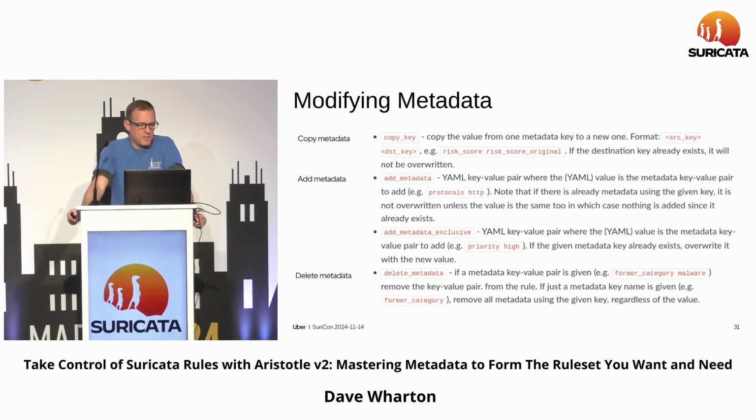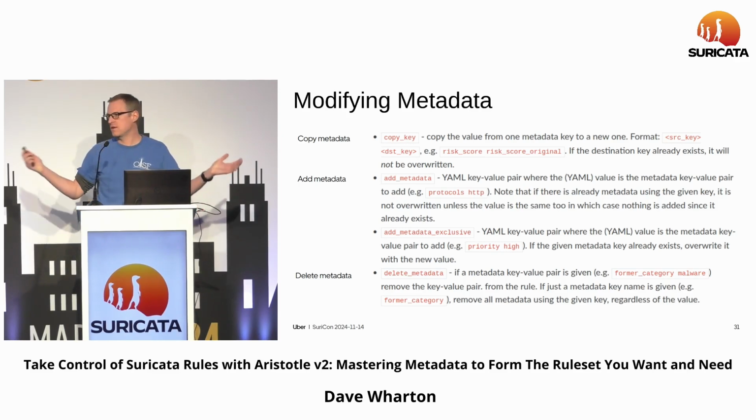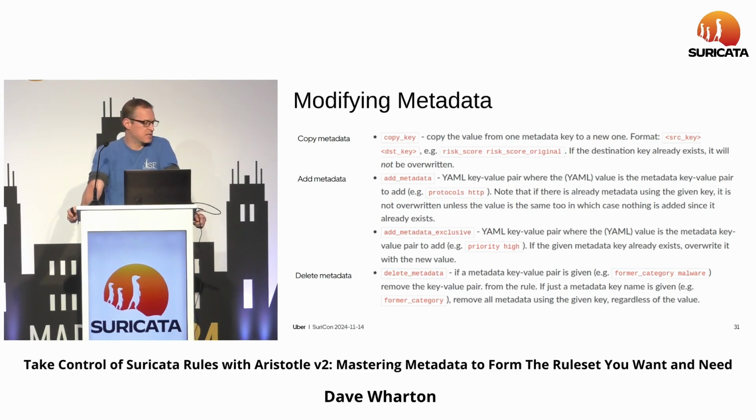You can also modify metadata. You can copy metadata if you want to copy the value from one metadata key to a new key. You can do that. You can add metadata. Remember, metadata is whatever you want. Really, you can put whatever you want in there, whatever makes sense for you in your environment. So you can add metadata. You can add metadata exclusive, which means replace this metadata key, all instances of this key, with this key value pair that I'm providing. And you can delete metadata based on a specific key value pair, or you can delete metadata based on a key alone, where it'll delete all instances of that key.